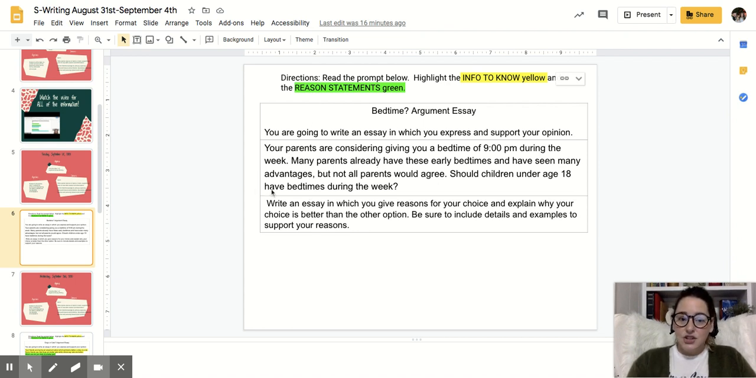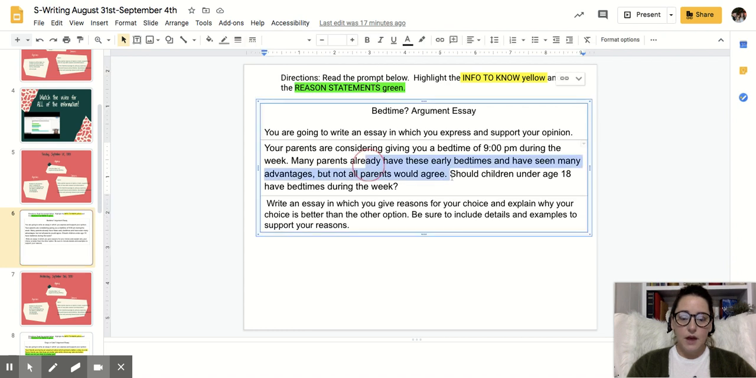All right, next section. Your parents are considering giving you a bedtime of 9 p.m. during the week. Many parents already have these early bedtimes and have seen many advantages, but not all parents would agree. Stop. Your info to know is yellow, and it's always sentence 2 and 3. I'm going to tell you a tip. Sentence, what am I doing? 2 and 3. All right. I call it the info to know because this is not at all telling you what to do or asking a question. It is simply information you need to know to correctly answer.